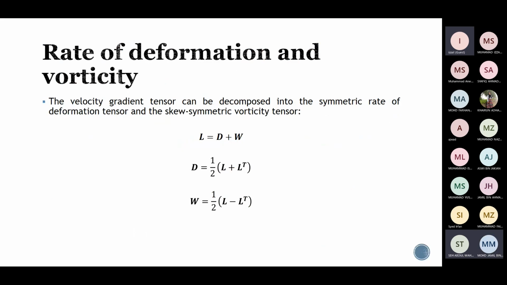Okay, when we calculate the velocity gradient, then we can decompose the velocity gradient into two tensors. So first tensor, we call it the symmetric rate of deformation. Okay, so this is the symmetric rate of deformation. And then we also have the skew symmetric vorticity tensor. So this is vorticity. So we have rate of deformation and vorticity tensor. So the formula is this.